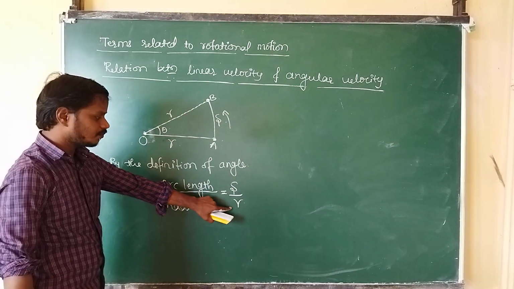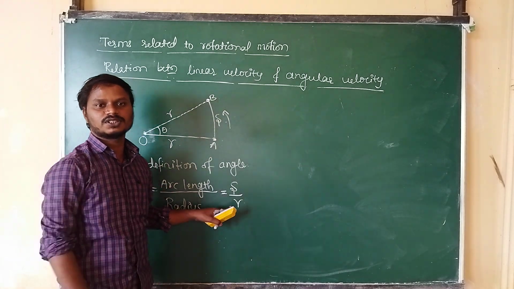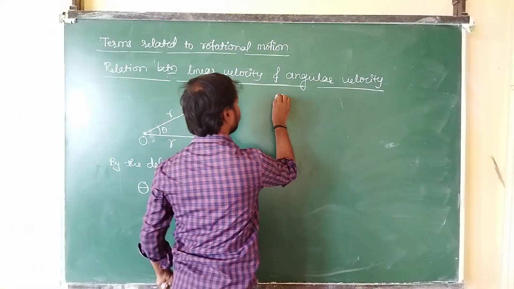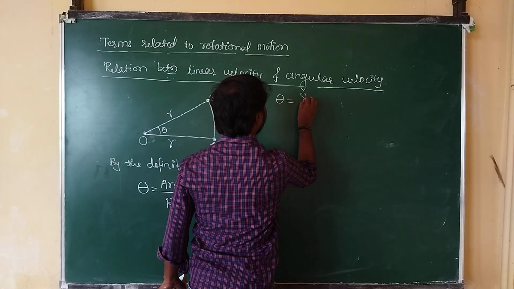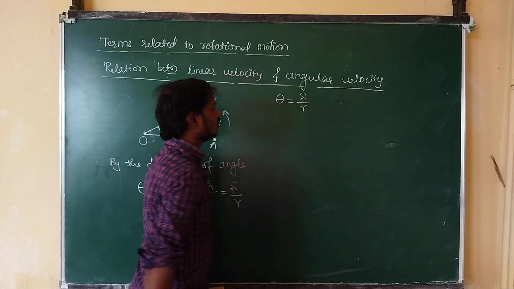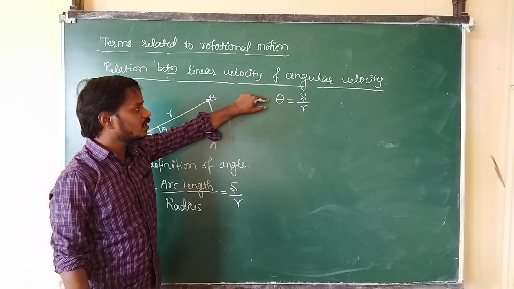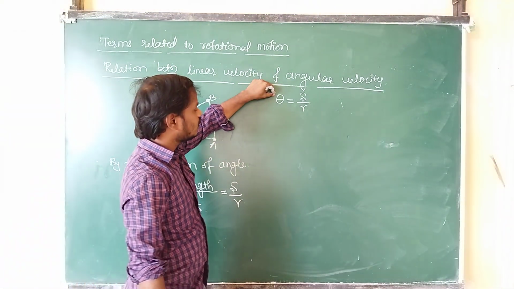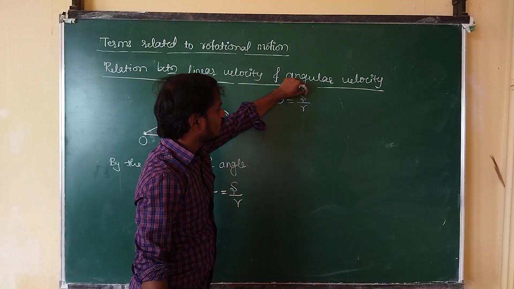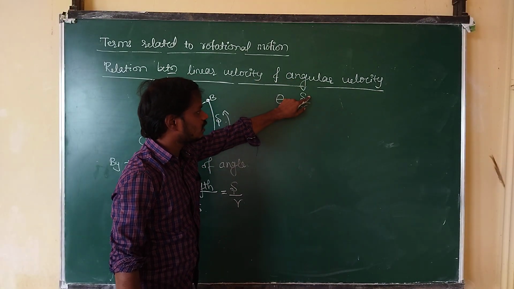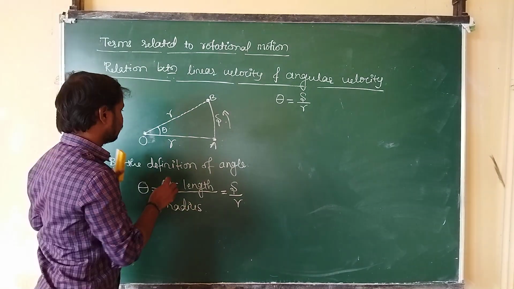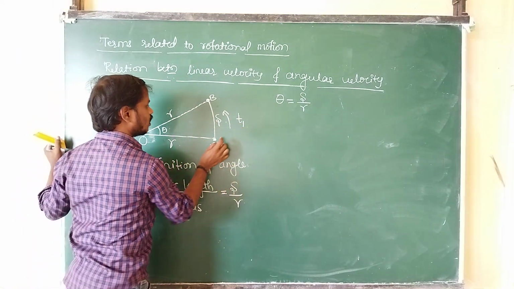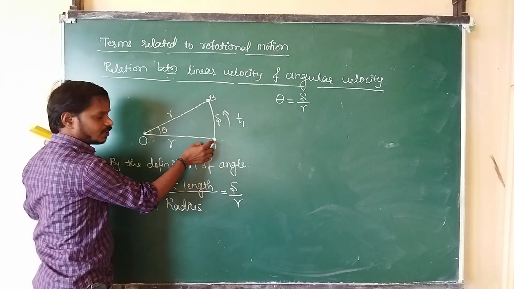So R is the radius of the rotational motion of the body. Theta is equal to S by R, arc length divided by radius. So here the angular displacement is changing with respect to time. As there is a change in angular displacement with respect to time, there is also a change in the distance with respect to time. See here, at the time t1, what is the distance covered by the rotating body?